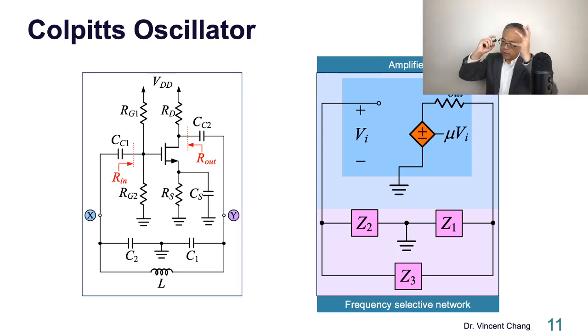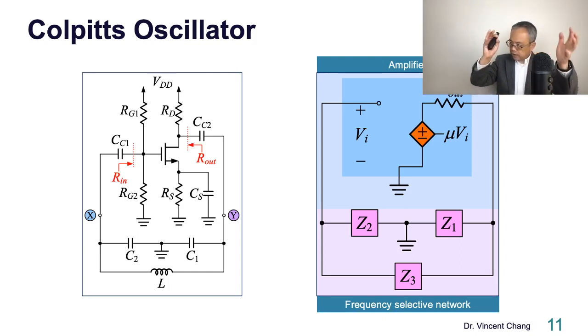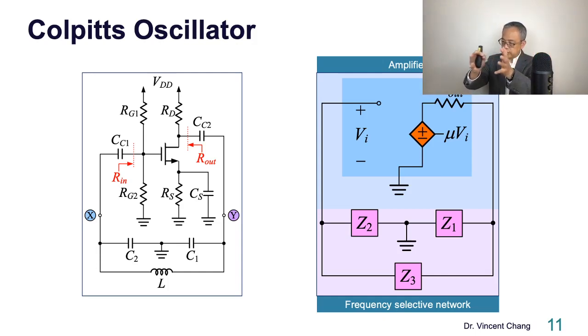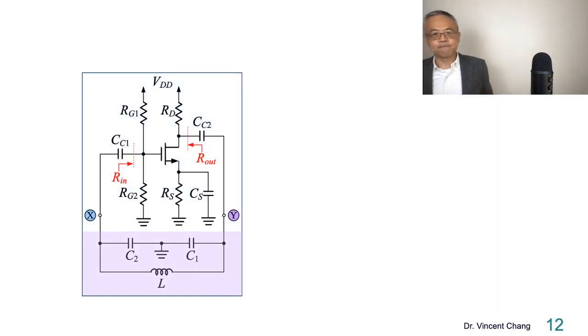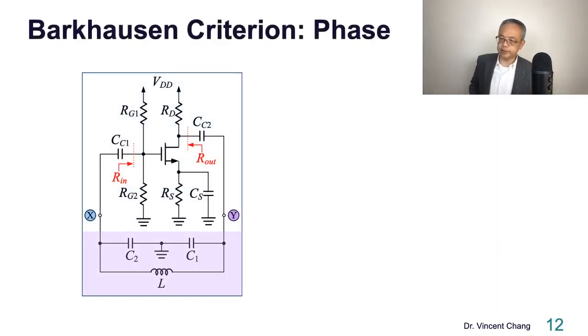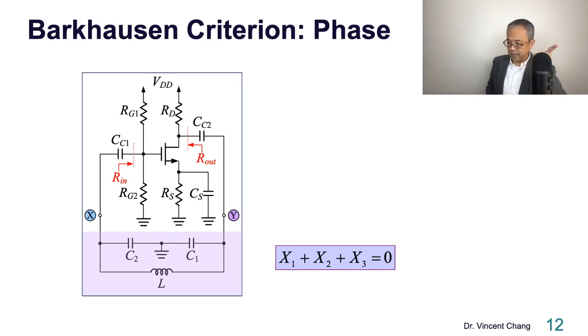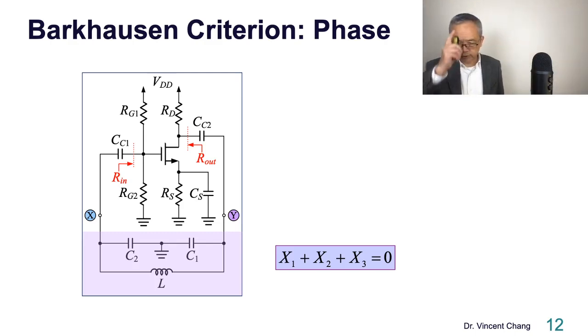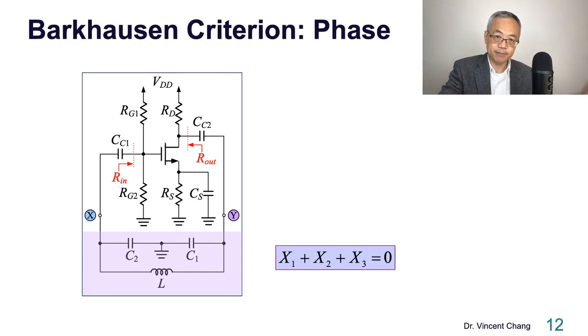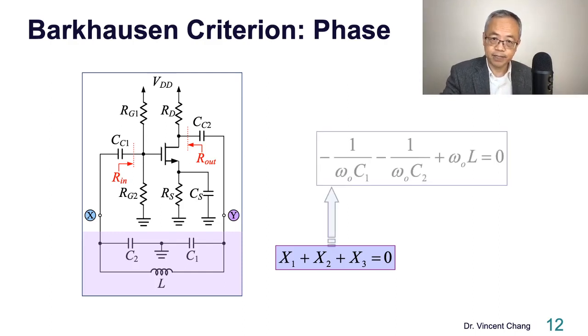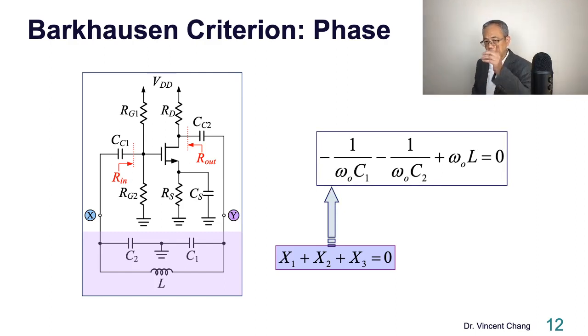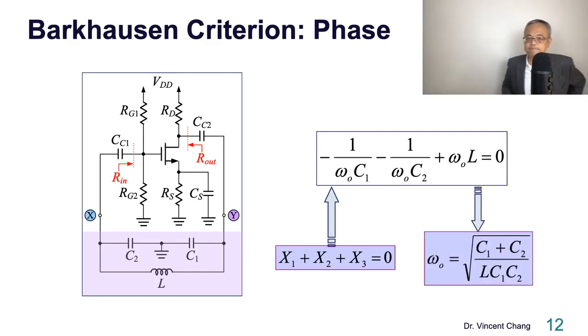So now let's move on to the Colpitts oscillator. Remember, in the Colpitts oscillator, the frequency selective network is composed of two capacitors and one inductor, right? Let's start with the Barkhausen phase criterion. The sum of the three individual reactances equals 0. X1, negative 1 over omega C1. X2, negative 1 over omega C2. X3, omega L. And adding these three up, you can solve for omega 0, the frequency of oscillation, like this.